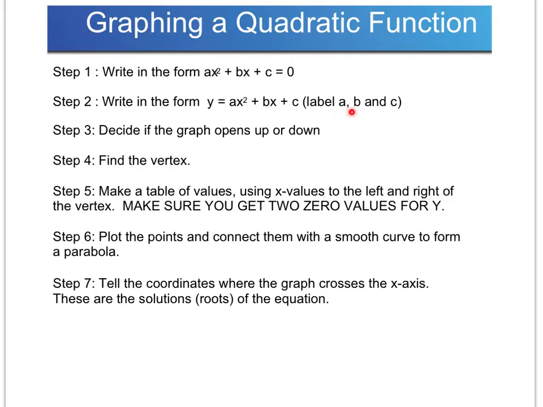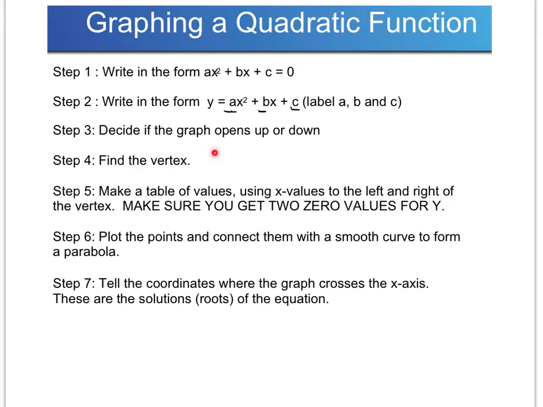After we've done that, we will want to label what a, b, and c are. So I'm going to want to actually write down my a number, my b number, and my c number. The a is the part that's attached in front of the x squared, so I'll just put whatever number that is. The b is the part that's in front of the x, and the c is just the constant part at the end.